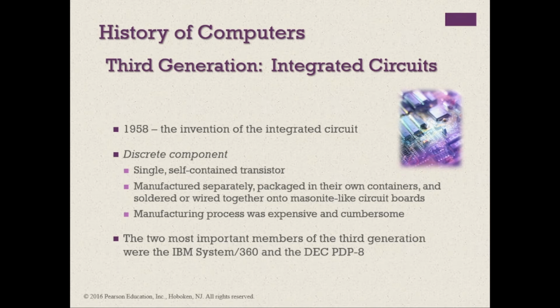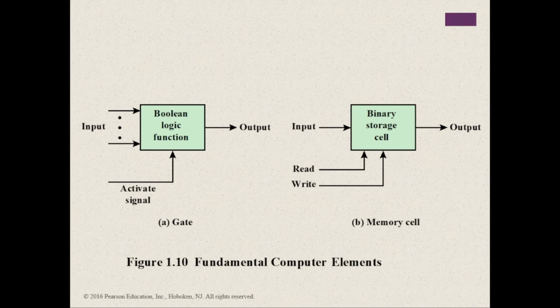So let's look at the fundamental computer elements of the third generation computers. In figure 1.10, we have these computer elements, which are the gate and the memory cell. Microelectronic means literally micro, meaning small, and then of course electronics. Since the beginnings of digital electronics and the computer industry, there has been a persistent and consistent trend toward the reduction in size of digital electronic circuits.